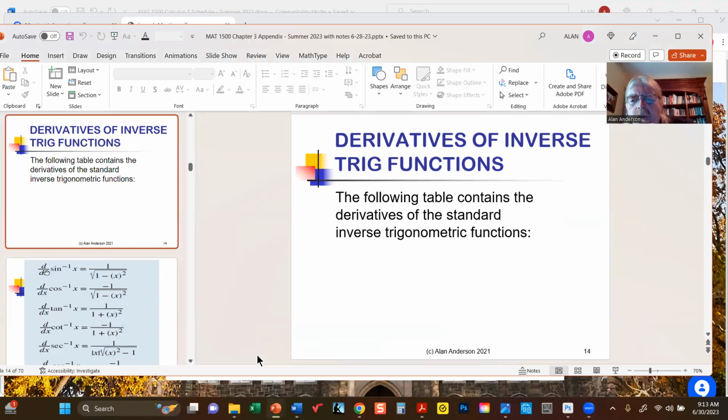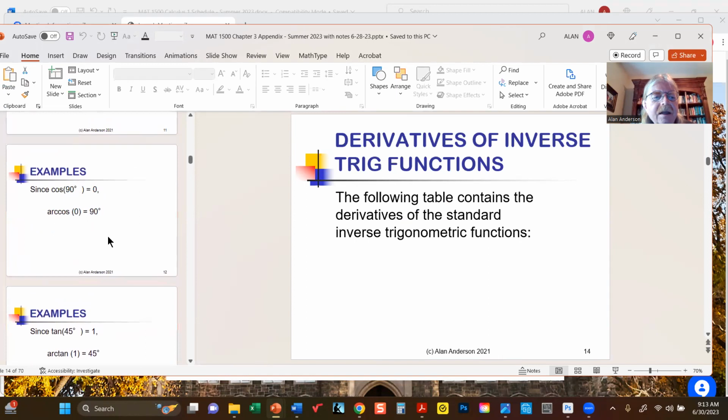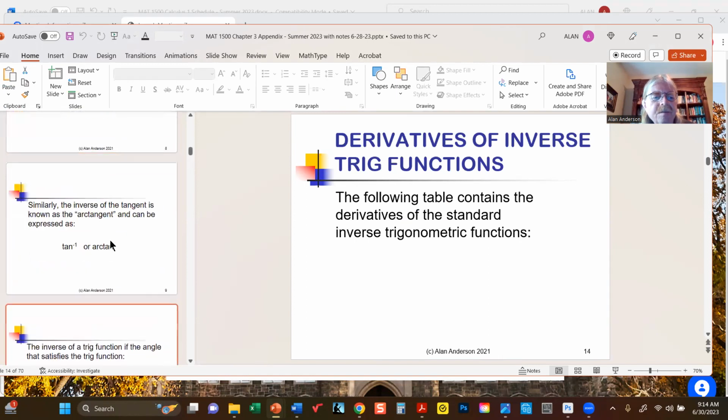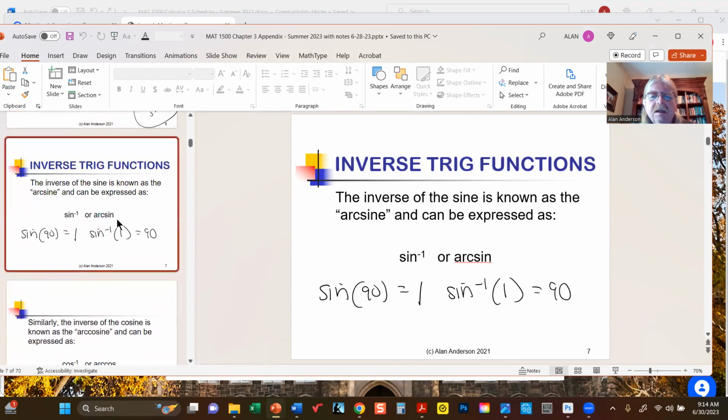Okay, so we'll pick it up now where we left off. We started to briefly consider derivatives of inverse trig functions. So let's just quickly remind ourselves, what exactly does that mean, an inverse trig function? The way it works is that we've defined for each of the trig functions what's called an inverse function, which is called an arc function.